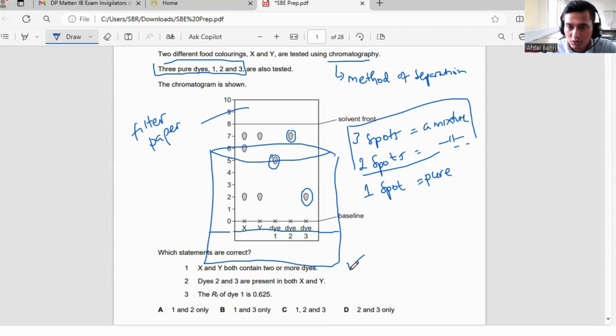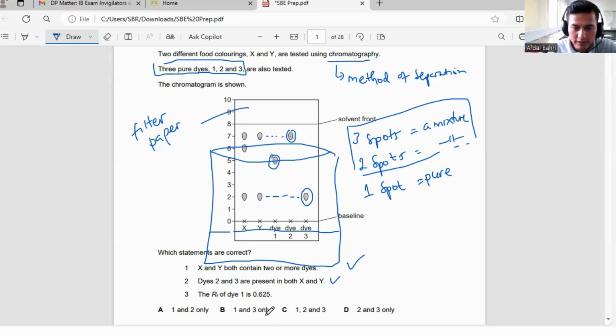How about statement 2? Dyes 1 and 2 are present in both X and Y. You can look at the chromatogram here and compare the height of the spots. Dye 2 and dye 3 are both present because they have the same height. So this is the reference and this is our sample.